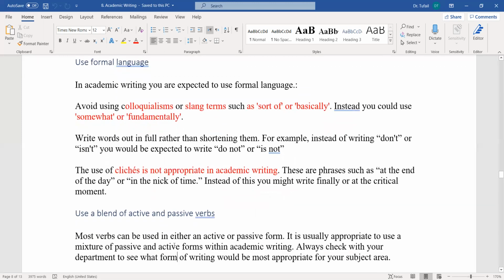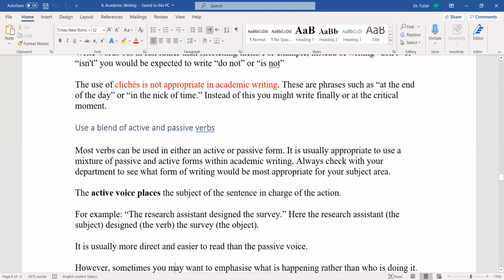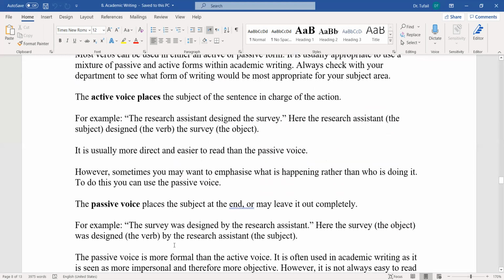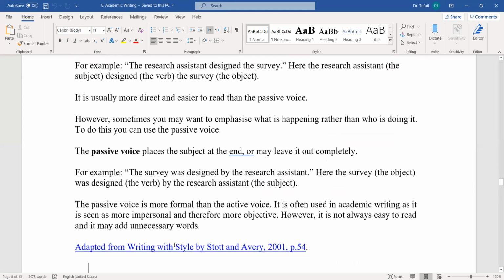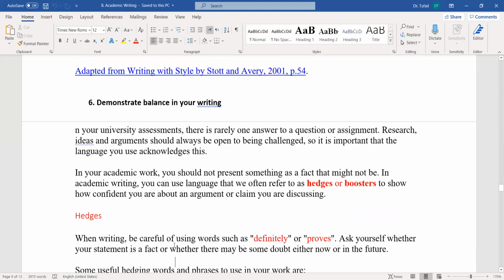So avoid that thing. Use a blend of active and passive verbs. When the things are active, then you use an active verb. When you are going to refer to passive objects, then you may use a passive verb. But the active verb is more preferable, and if you use active voice, it would be more appropriate when you are going to demonstrate a balance in your writing.